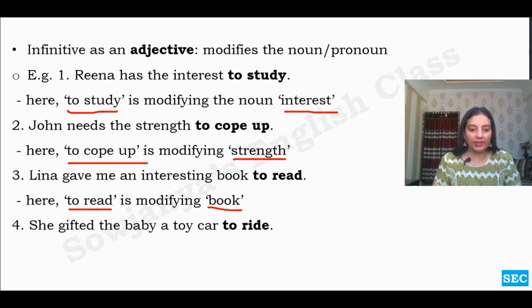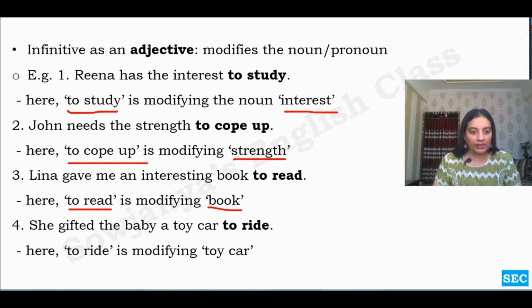And then she gifted the baby a toy car to ride. So here, to ride is our infinitive, which is modifying the noun toy car. Okay, so in this way infinitive is acting as an adjective in all these sentences, modifying the nouns or pronouns that are present in these sentences.